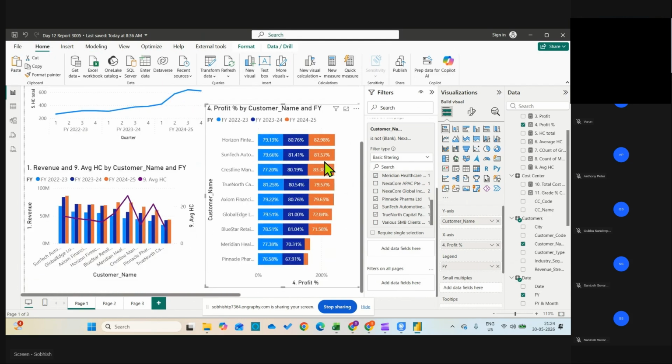Now, there will be additional questions. And what will be the questions? Why is that? What is the average revenue? I mean, what is happening with the average revenue per headcount for the different customers? And what is the grade mix?